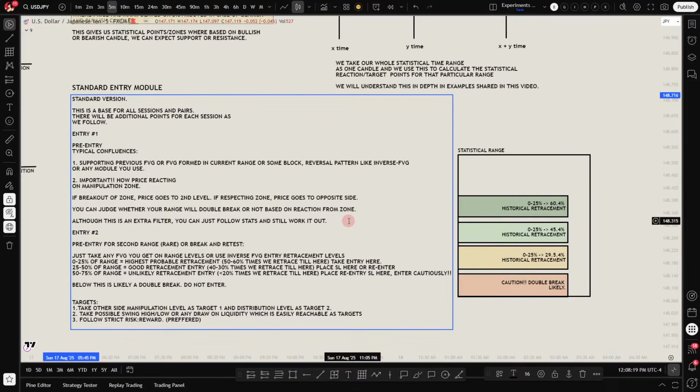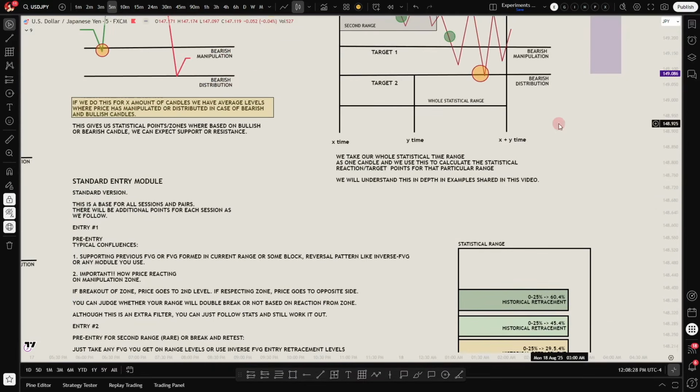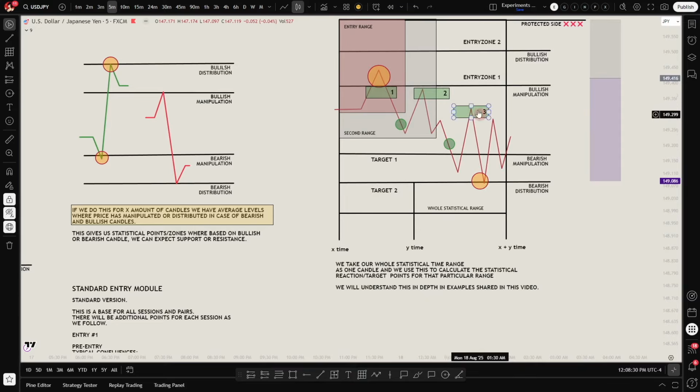Entry 2. Break and retest of the initial range. If price action in the initial entry range is unclear, we can wait for a clean break and retest of that range. Entry can then be taken from any defined point of interest within that structure.